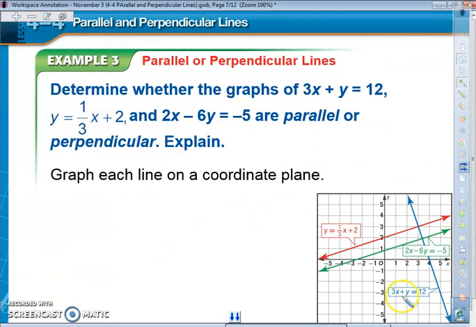And look, there are the graphs for that. You've got your 3 lines, 1, 2, 3. You've got your 2 lines that were parallel and your 1 line that's perpendicular to them.